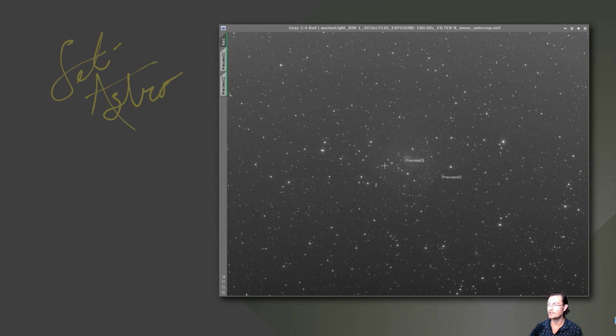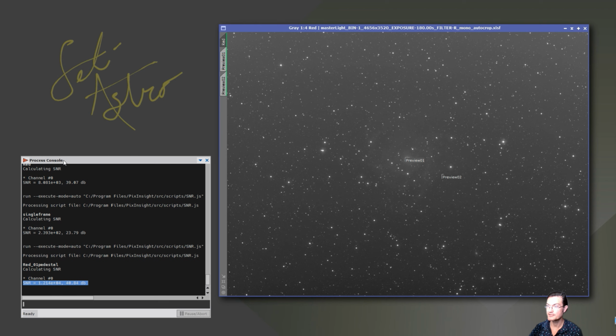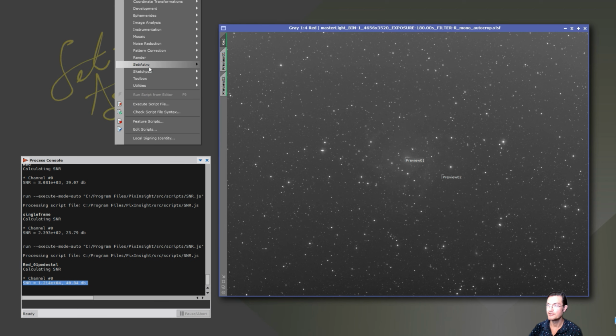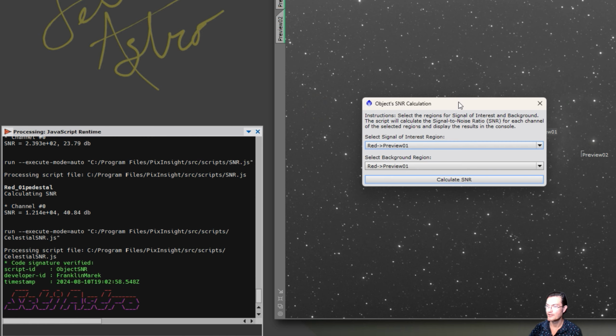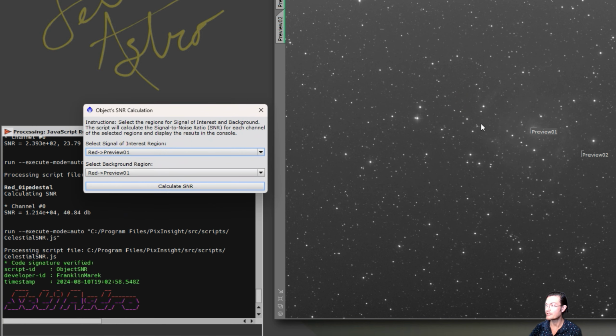So now we can get to the script I made. It's an easy script. You may have already seen it in the dropdown. It's been there for a while. It's called Object SNR Calculation. What you need is 2 previews, and that's what I have in this particular case. Preview 1, or any preview, is the area you're defining as what you want to measure the signal of in that region. Preview 2, you have to define some other background.